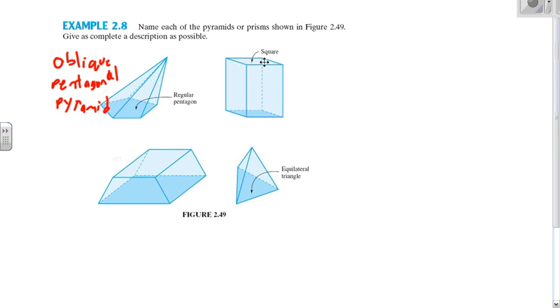For this, we can see that there's squares on both the top and the bottom. That means it's a prism. So it is a square prism. And just like we talked about with pyramids, you can also say that prisms are either right or oblique. So since those appear to be right angles on the bases, it is a right square prism.